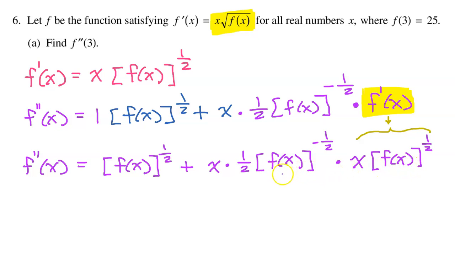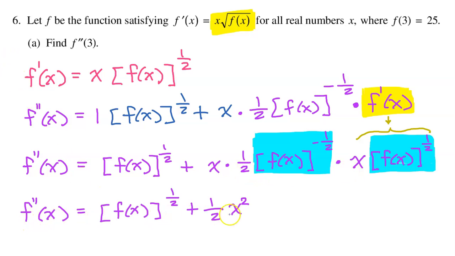However, on the next step, when I multiply f of x to the negative 1/2 power times f of x to the positive 1/2 power, these two will cancel each other out. And then we have x times x, which is x squared, times 1/2. So now we have this. Now we can go ahead and find f double prime at 3.